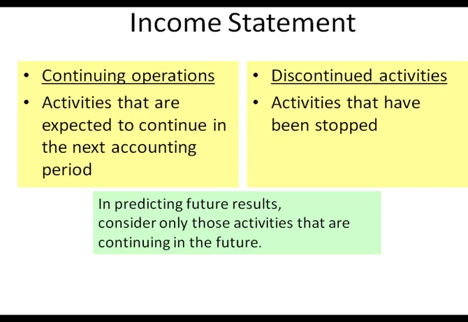If we want to predict our future results, we want to look at only those activities that are actually going to carry forward when we do those revenue projections. To understand the nature of discontinued activities, let's look at a little example. If we have a business that has two different income streams, two different sources of revenue, one being retailing operations and the other being a television station, if either one of those were to be terminated, that would be considered a discontinued operation.